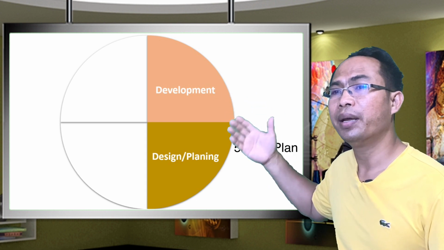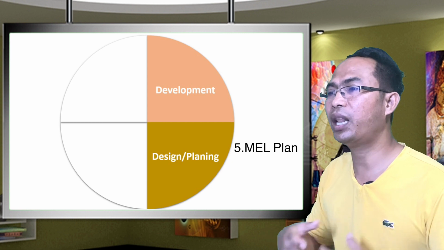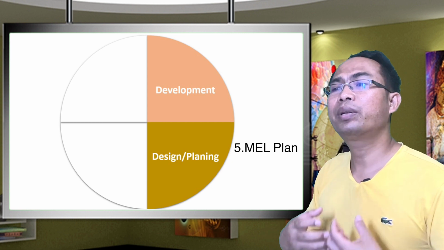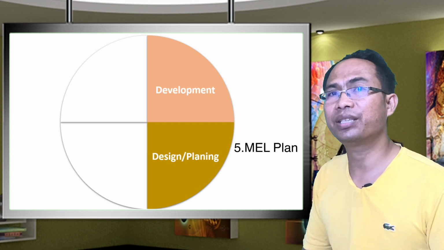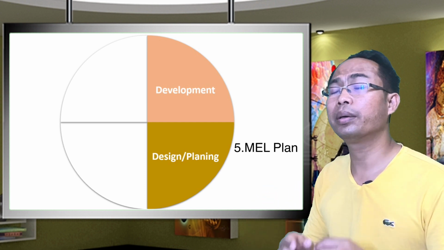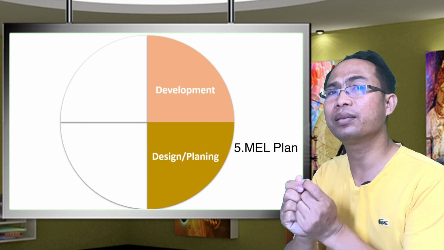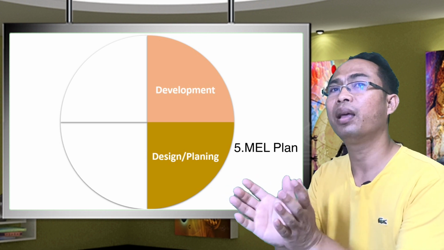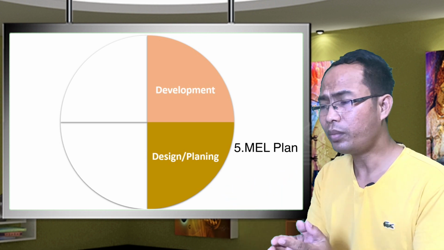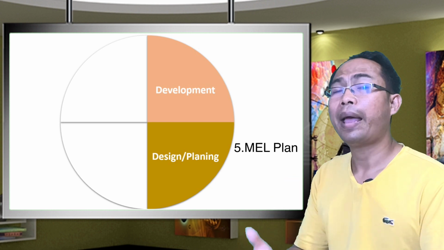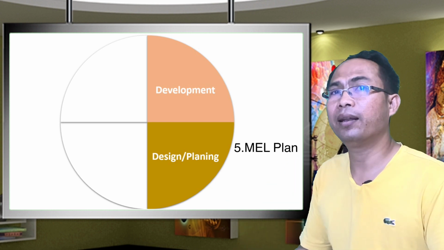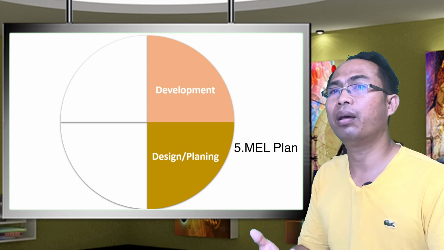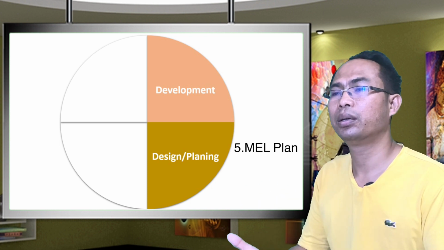We need to tell our donor or our team how these indicators are going to be collected, where they are going to be collected, who will collect the data for each specific indicator, who will be involved, how the report will be made, and how often the data will be collected or reported to the donor.